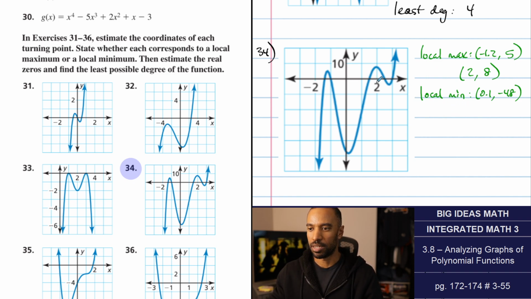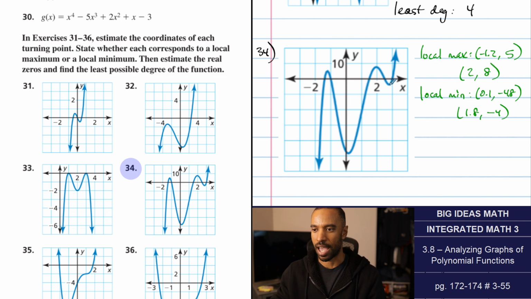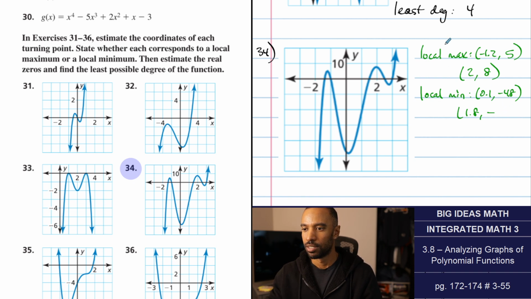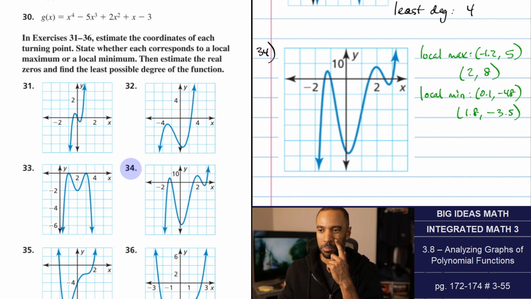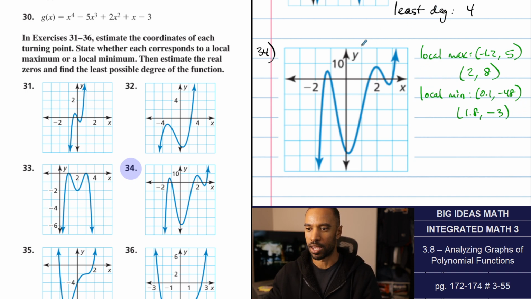Now it has another local min here at 1 point, how about 1.8? And I don't know, -4. Probably not -5. It's not halfway there. Where's -5? Right there. Maybe -3.5. How about -3? -3. Looking good. I'm too weird on estimations. I'm focusing too much on them.